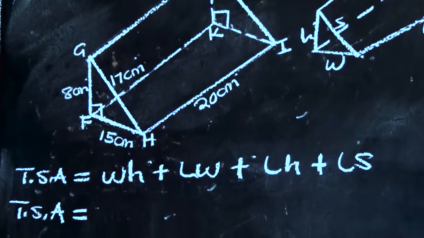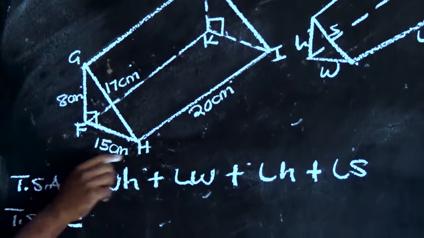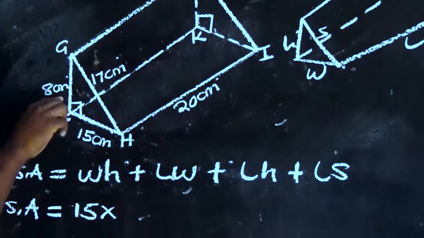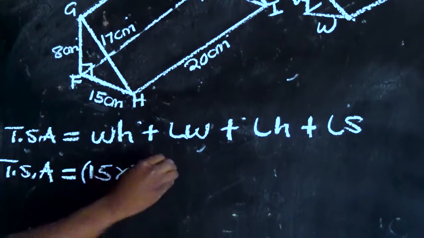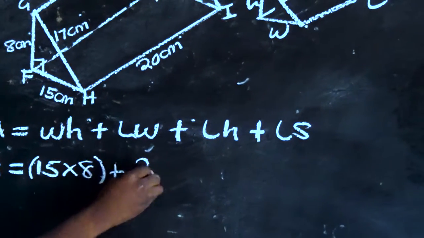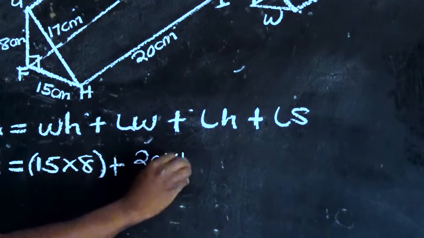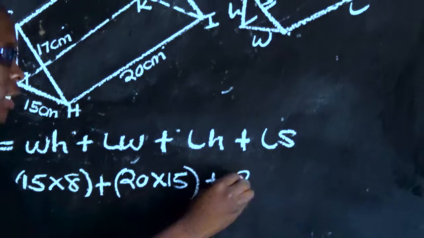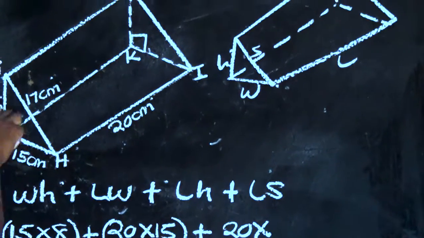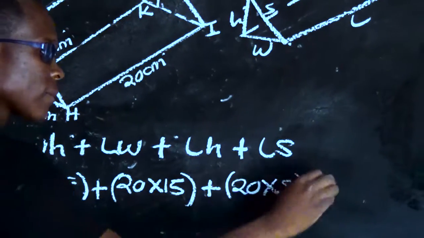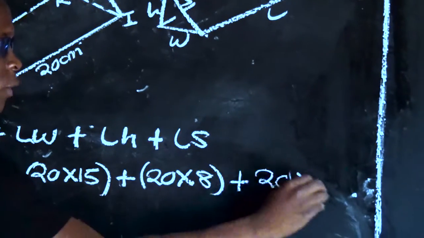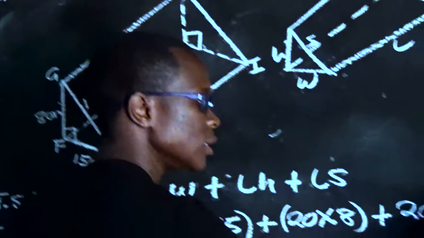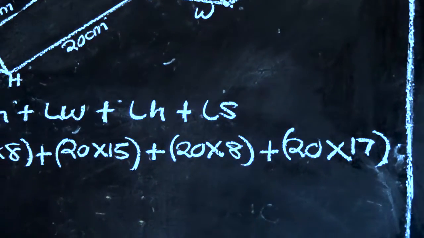So in our case, we are going to move on and say total surface area is equal to, what is our width? This is our width, 15. So 15 multiplied by height, 8, plus length, it's what? 20 multiplied by width, 15. Are we together? Plus length, 20 multiplied by the height, which is what? 8. Plus length, which is 20 multiplied by our side. Side is what? Sorry, 17. Are we together?